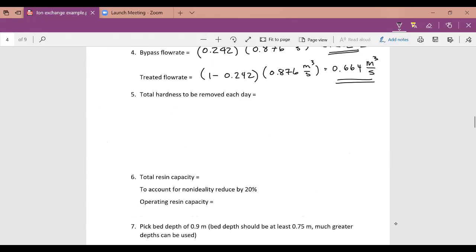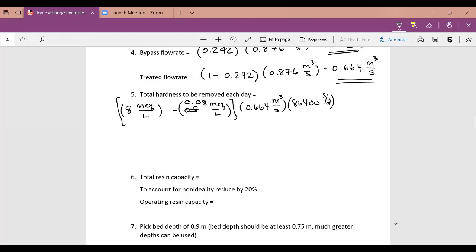Okay, so the total hardness that we're removing is this initial minus the value from the leakage, times my flow rate, times 86,400 seconds per day, times 1,000 liters per meter cubed, and that is equal to 4.54 times 10 to the 8 milliequivalents of hardness that I'm removing per day. So that's what I need to remove.